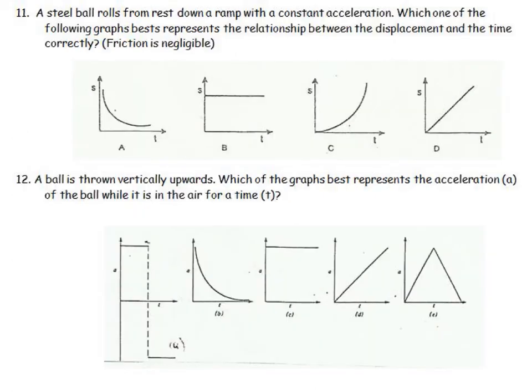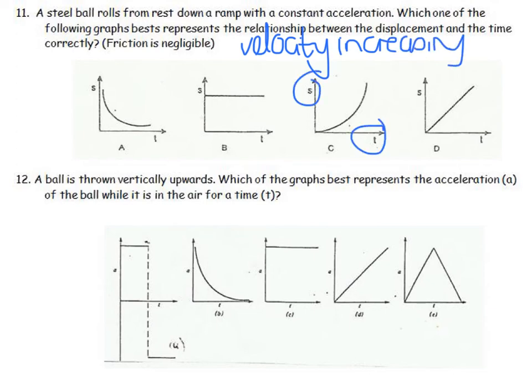Steel ball is rolling down a ramp with a constant acceleration. That means that on a velocity time graph, my gradient would be constant. But if it's speeding up, I need the velocity. What does that mean? Velocity increasing. What does that mean for displacement time? It means that gradient must be increasing. And if gradient's increasing, watch over here. Shallow slope, steeper, steeper, steeper. That is an increasing gradient. C is your correct answer.